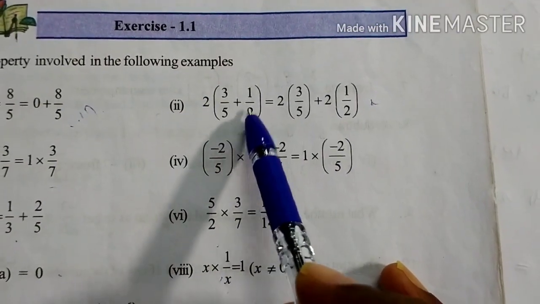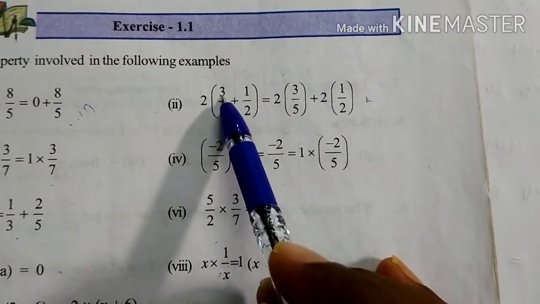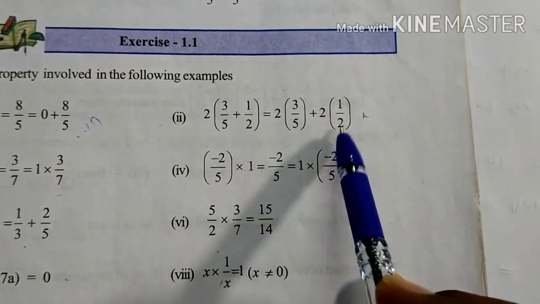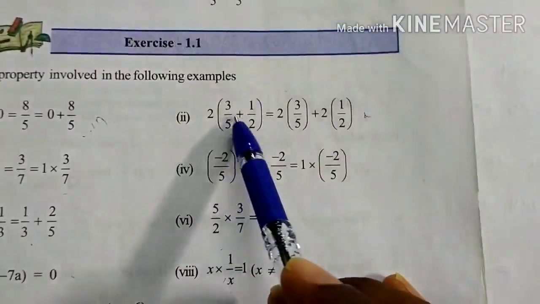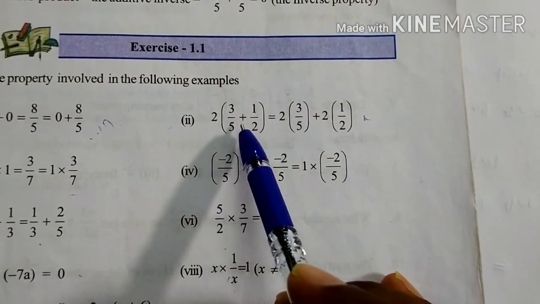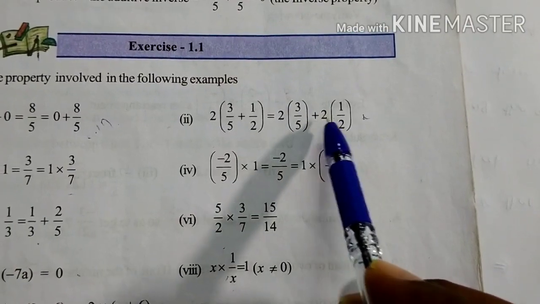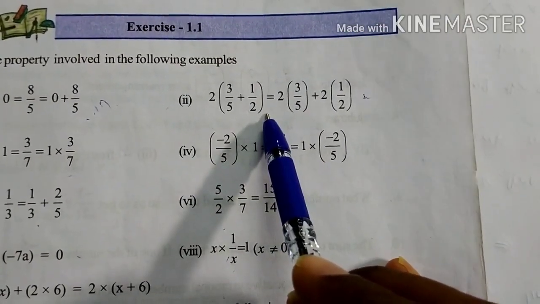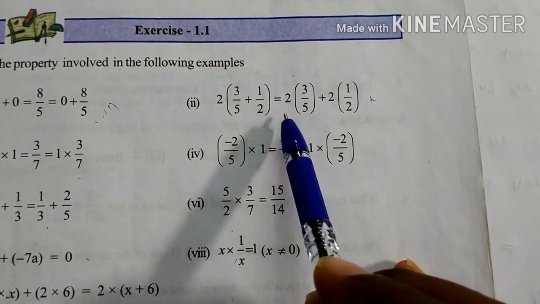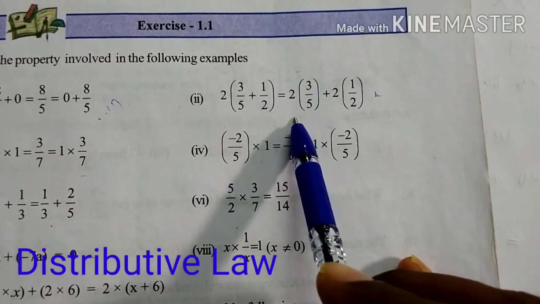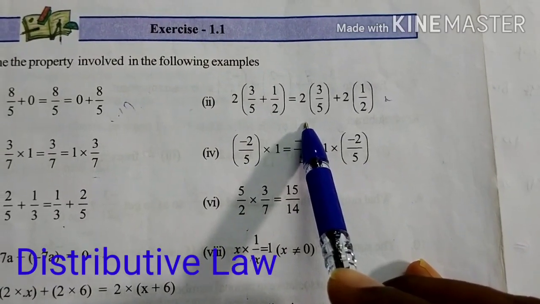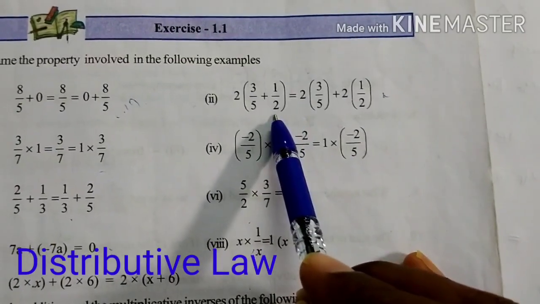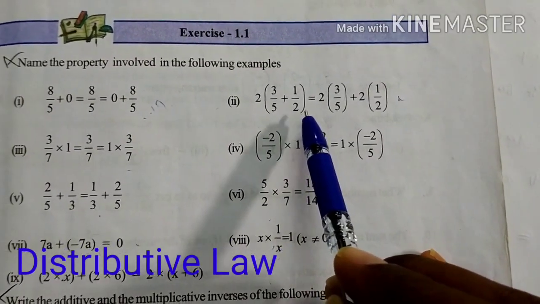Now you can see the second one: 2 into (3 by 5 plus 1 by 2) is equal to 2 into 3 by 5 plus 2 into 1 by 2. Just now I discussed with you A into (B plus C) is equal to AB plus AC. That means you can remember here the distributive property, that means distributive law. You can write this answer as distributive law over addition.